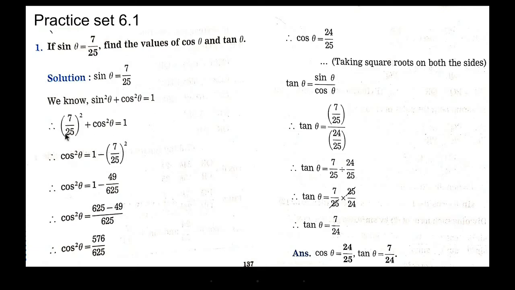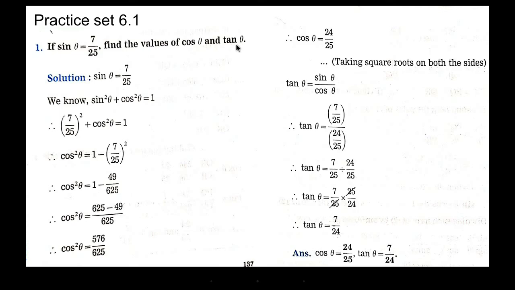So taking (7 upon 25) square to the other side, it will become 1 minus (7 upon 25) square. So cos square theta is 1 minus 7 square is 49, 25 square is 625. Then we equalize the denominators. We have cos square theta is equal to 576 upon 625. 576 is a square of 24 and 625 is a square of 25. So taking square roots on both the sides, we have cos theta is equal to 24 upon 25.